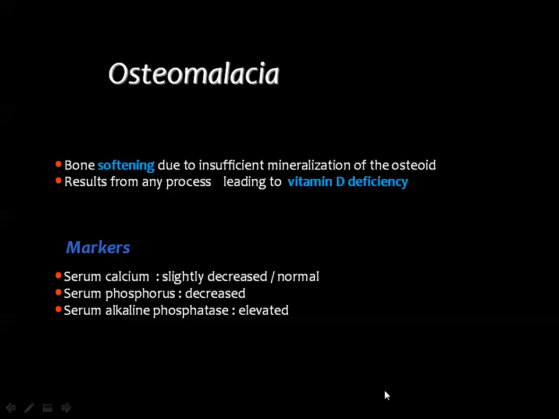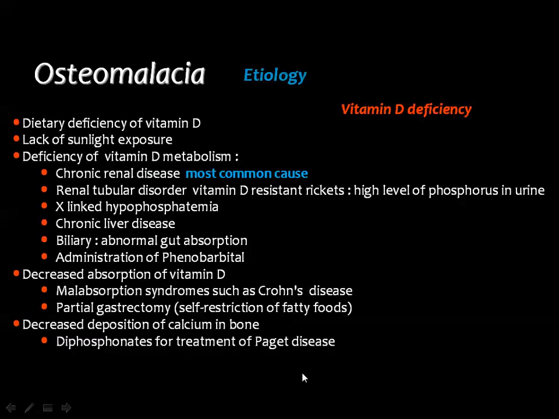Then we move to osteomalacia, which means that you are dealing with bone softening, and this will be the result of vitamin D deficiency. And as I have mentioned, vitamin D is essential for the calcium metabolism in the human body. And if you go to the laboratory findings, the serum calcium may be slightly decreased or normal. The serum phosphorus will be decreased. The serum alkaline phosphatase will be elevated.